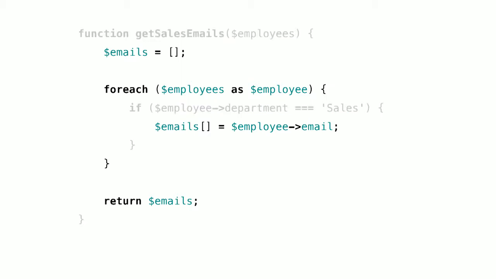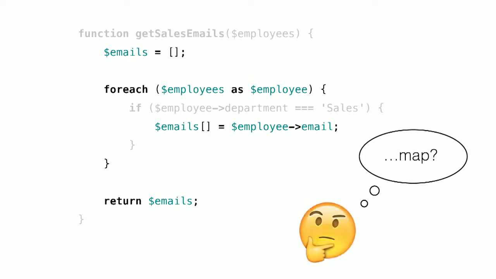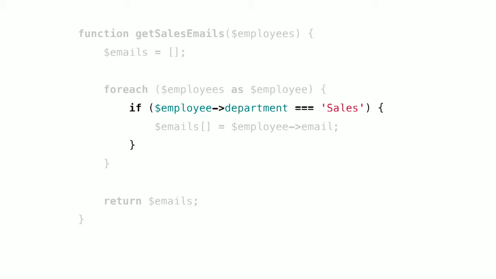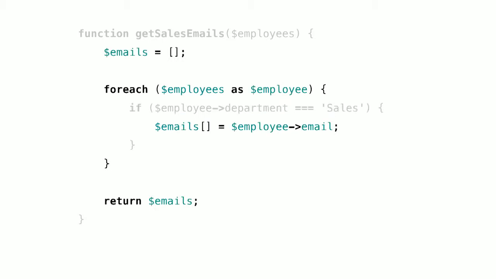So if you look at just this bit of code here, it kind of looks like map, right? We're looping over the employees, we're performing a transformation, which is extracting their email and sticking it in the emails. But because of this conditional here, we can't use map, because we only want to get the email addresses of the employees in the sales department. And if we just used a map here, it would give us the email addresses of every employee, right?